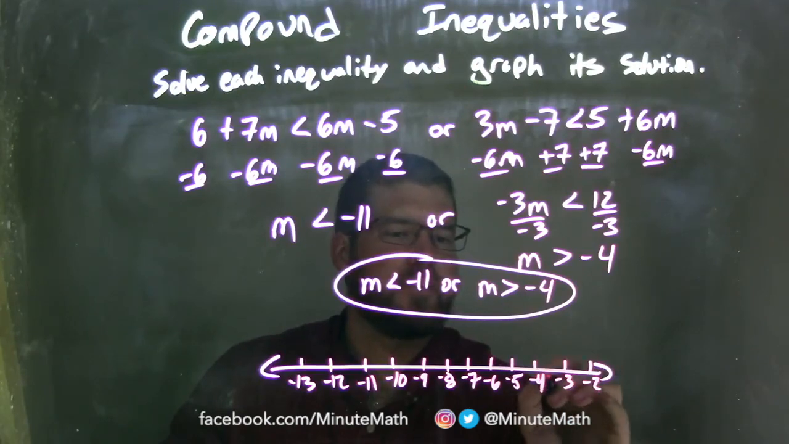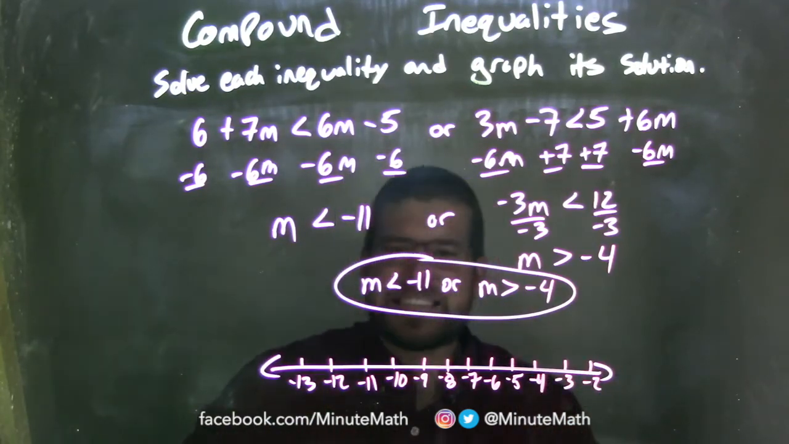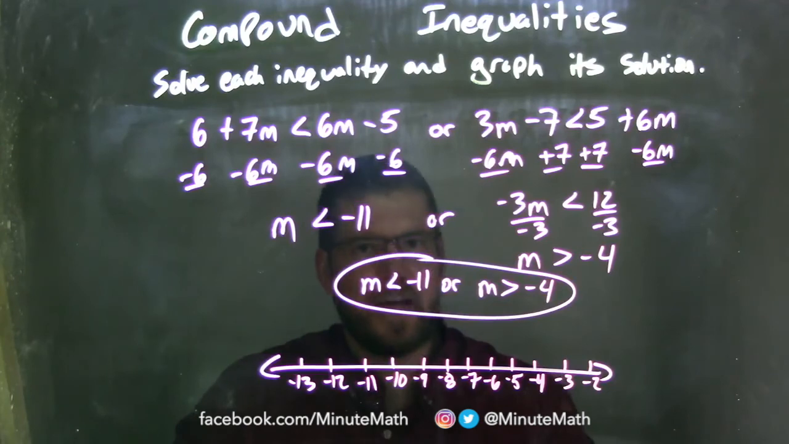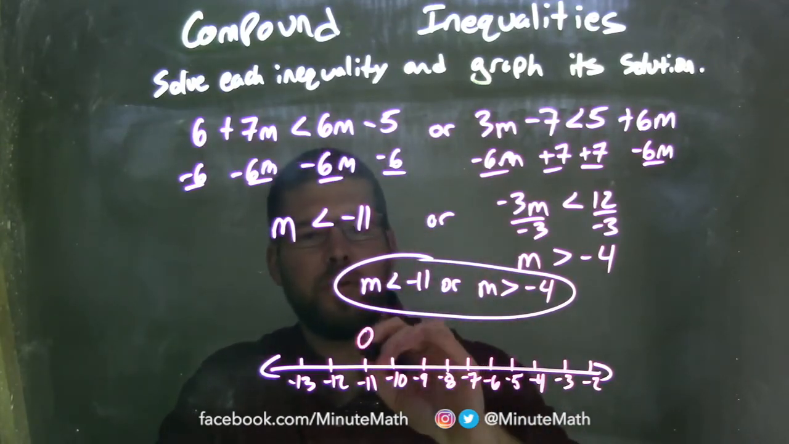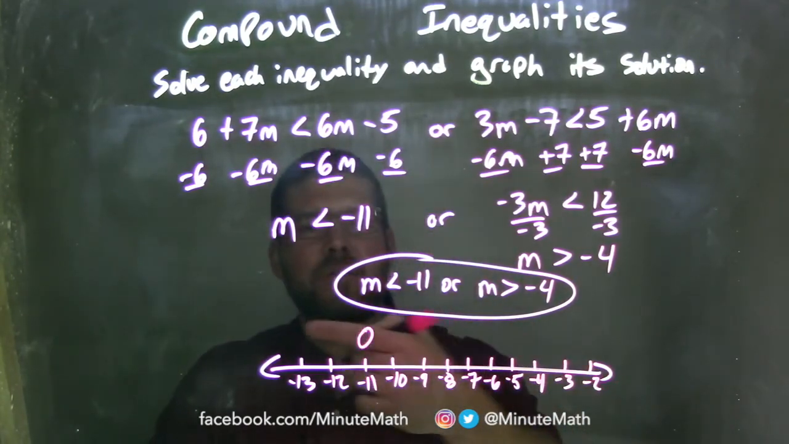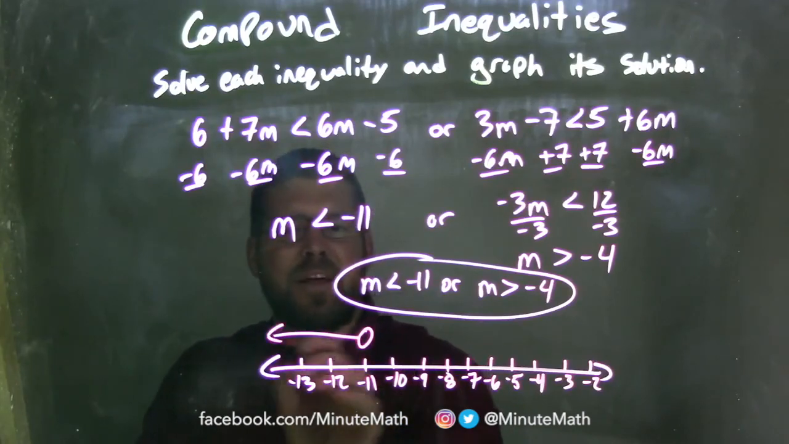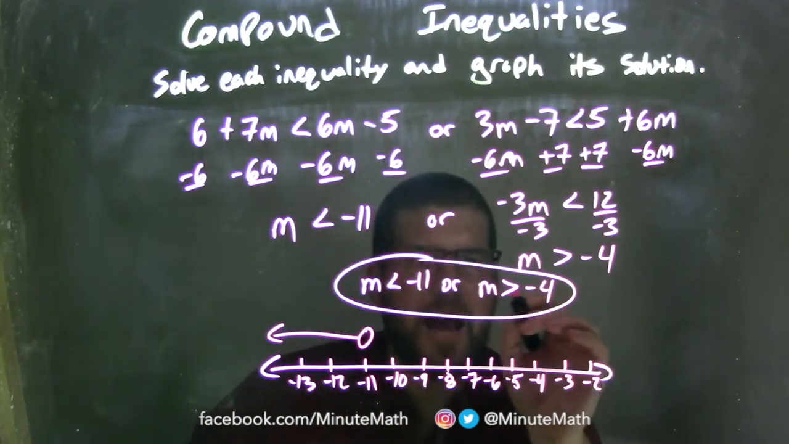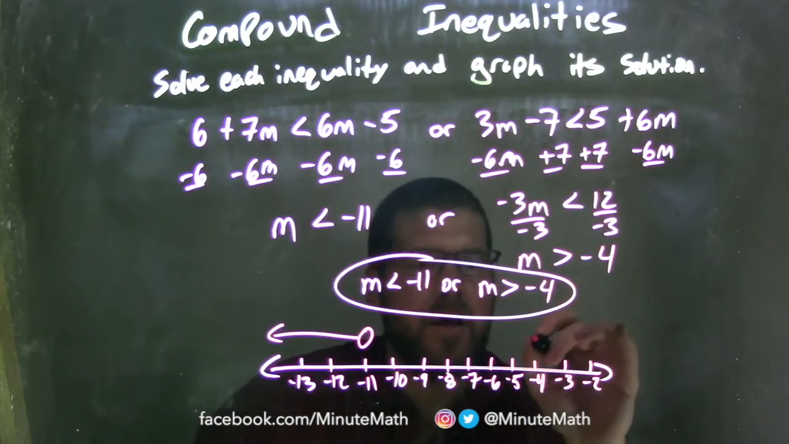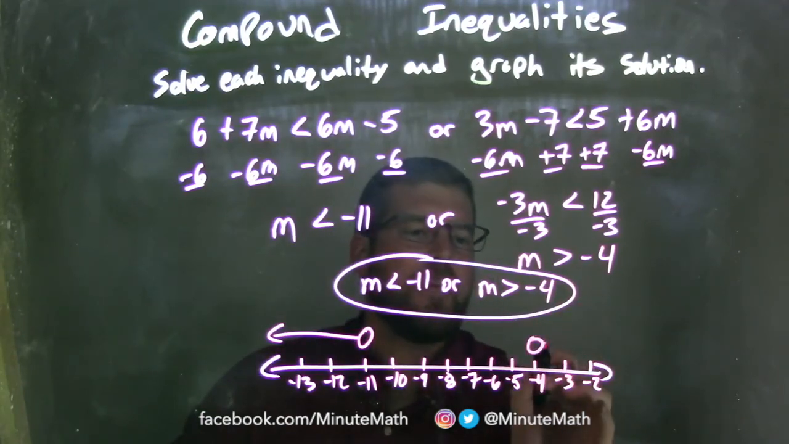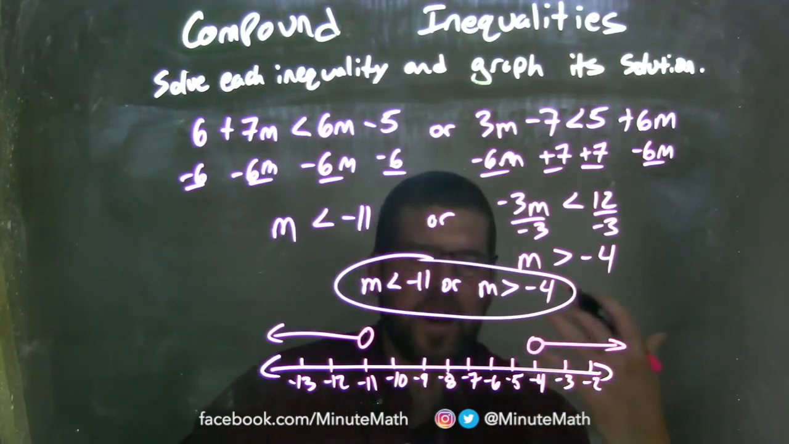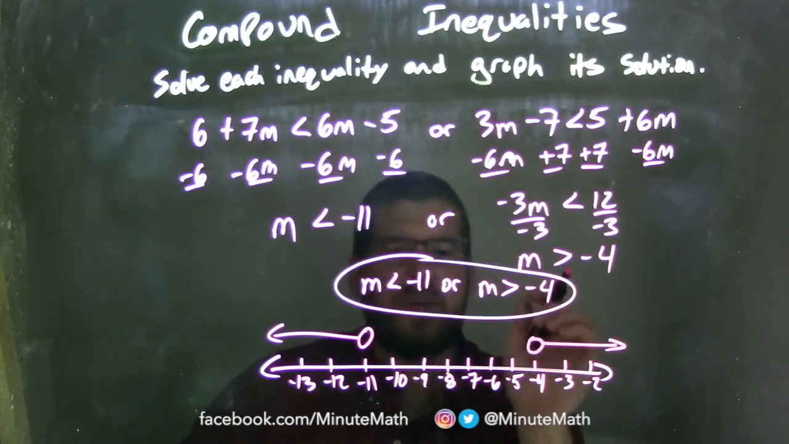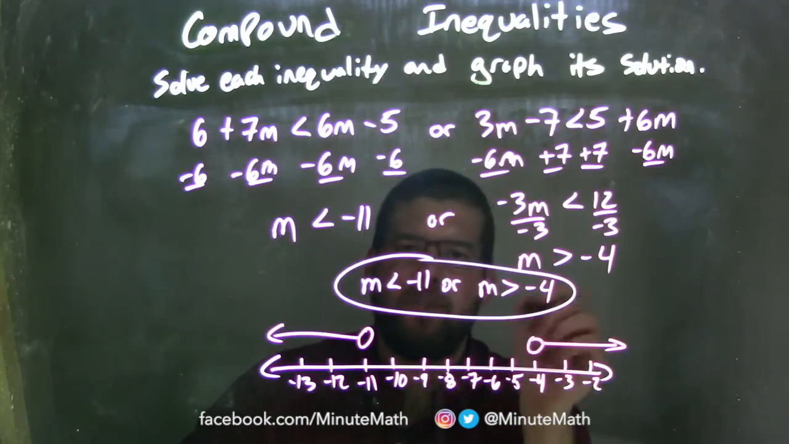Okay. So m can be less than a negative 11. It's not equal to negative 11, just less than. So I have an open circle there at negative 11, and then my arrow goes to the left because m is less than that. Negative 4. M does not equal negative 4, but it's just greater than. So I have an open circle at negative 4, and I put my arrow to the right because m can be greater than that negative 4. So now I have my graph here that matches my final answer, which is m is less than negative 11, or m is greater than negative 4.